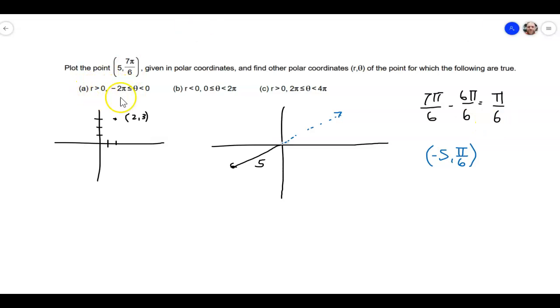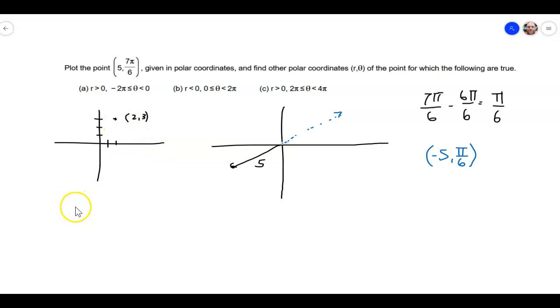So now let's find out which of those fits the criteria they're looking for here. They want a positive radius, which means we have to be pointing in that direction, and we want the angle to be between 0 and -2 pi. So we want to go from this end here. If this would be -6 pi over 6, then right there, that's 30 degrees less, or pi over 6 less, that'd be -5 pi over 6.